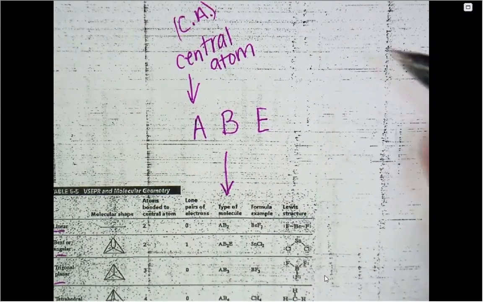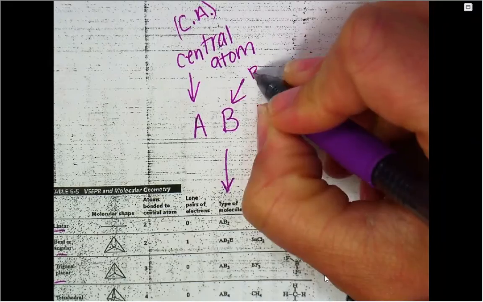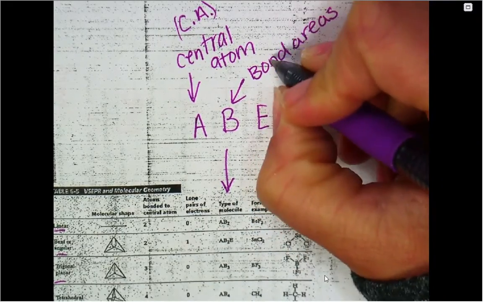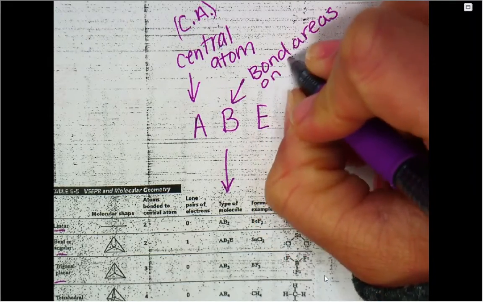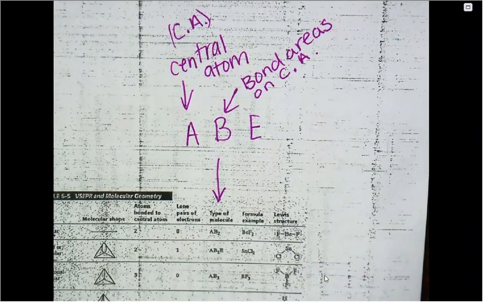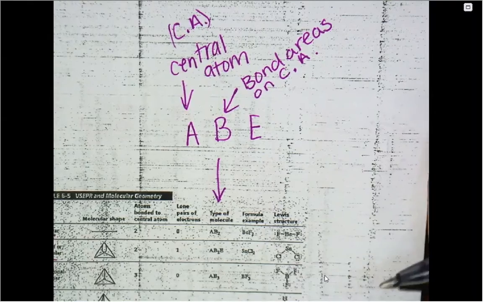All right, so B. B is bond areas on central atom. Bond areas on central atom. Now, what does that mean? That means if you have a double bond, that counts as 1 bond area, all right? You don't count it as 2 bonds. I could say number of bonds, but I definitely saw when I said that the first time, people were like, well, it's a double bond, there's a triple bond, right? It only counts as 1 bonded area, if that makes sense. So how many lines are kind of coming from it?